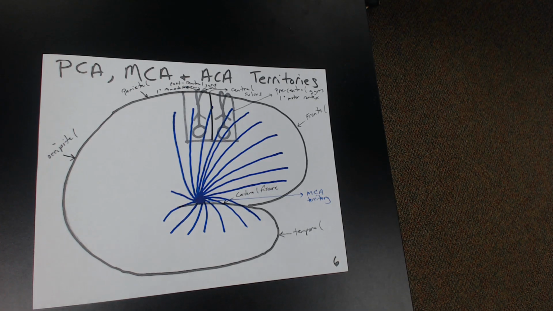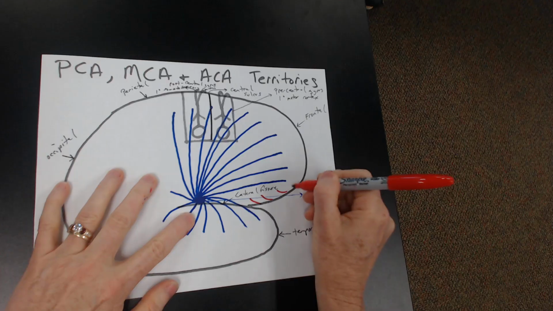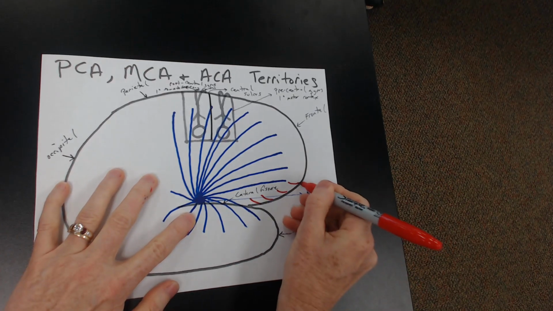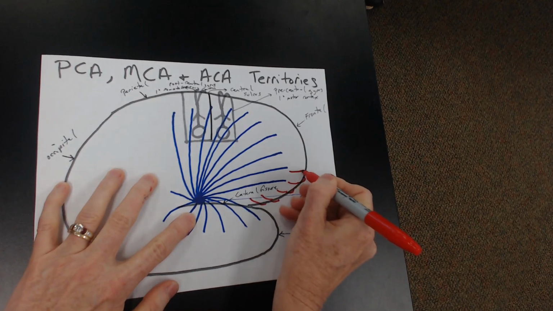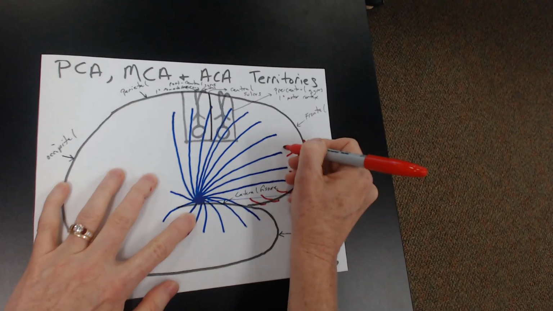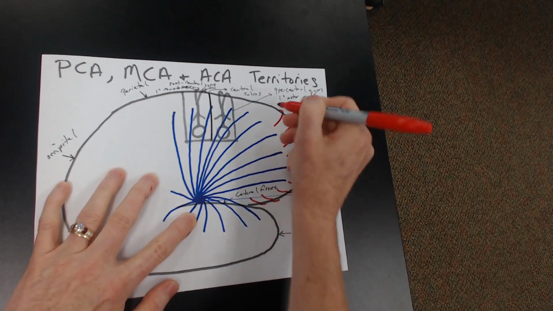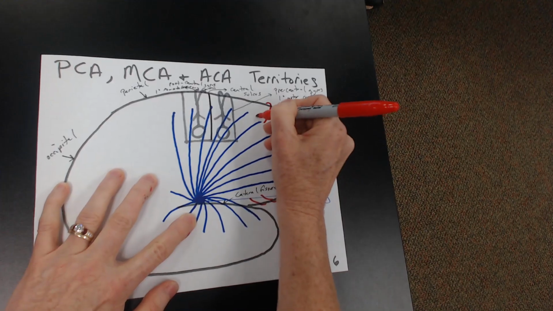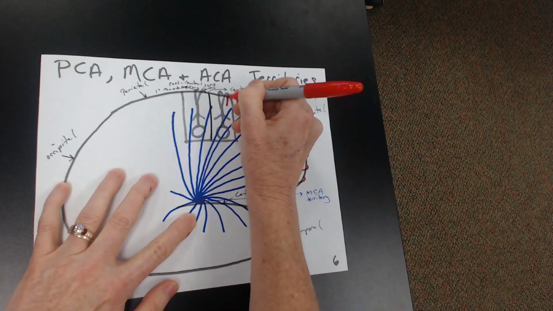Now let's look to see where the ACA comes in. This is all going to be ACA territory here. Remember, this is a little flip from around the other side. This is where that flip comes in. So the red is going to be my ACA, and this is just a continuation from the other side. We just saw the medial surface a little bit ago, but this is specifically ACA territory.